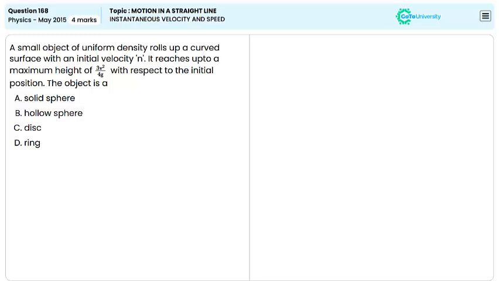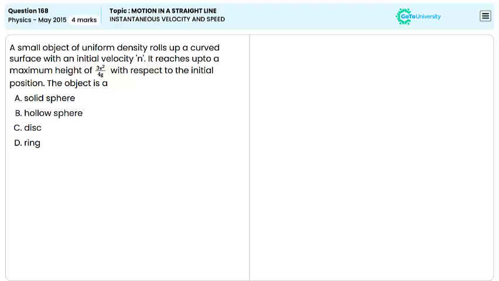A small object of uniform density rolls up a curved surface with an initial velocity v. It reaches a maximum height of 3v squared by 2g with respect to the initial position. What is that object? To determine the type of object, we can analyze the relationship between its initial kinetic energy and the height it reaches.